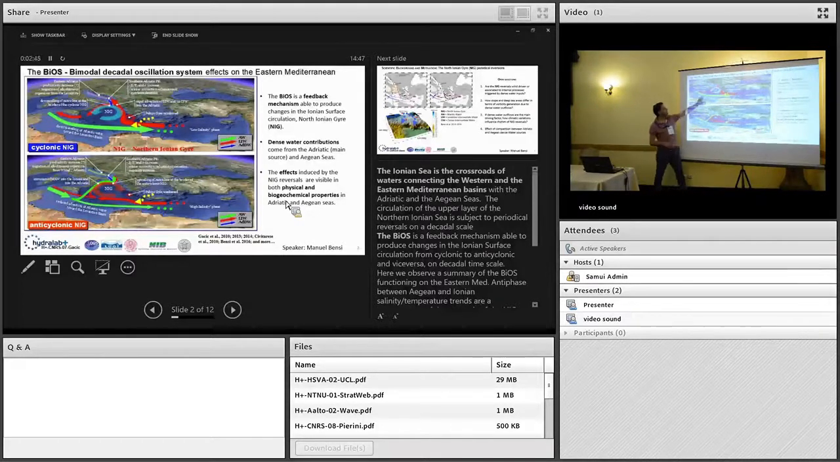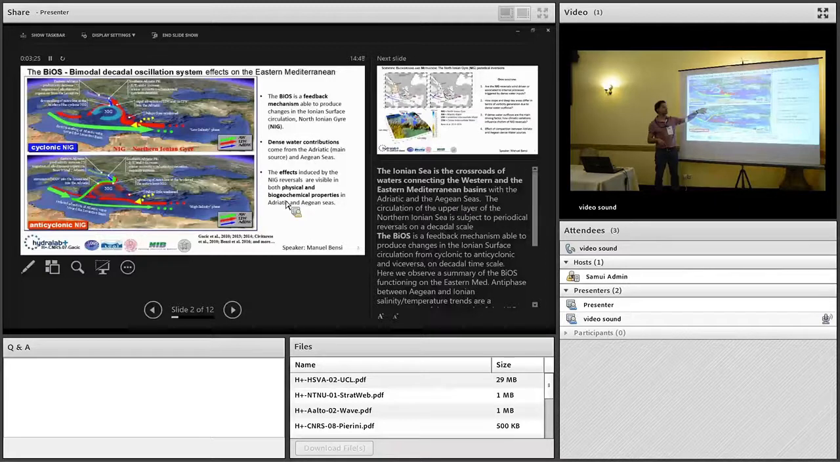Since both the Adriatic and the Aegean Seas are places where dense water is formed during favorable winter conditions, more dense water is able to sink into the Ionian Sea. This mechanism is able to induce reversals of the main circulation. When the situation is anticyclonic, fresher water from the Atlantic, mainly at the surface, is able to enter the Adriatic, reducing the salinity here.